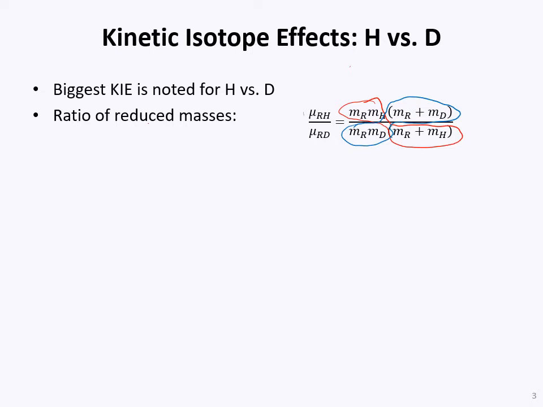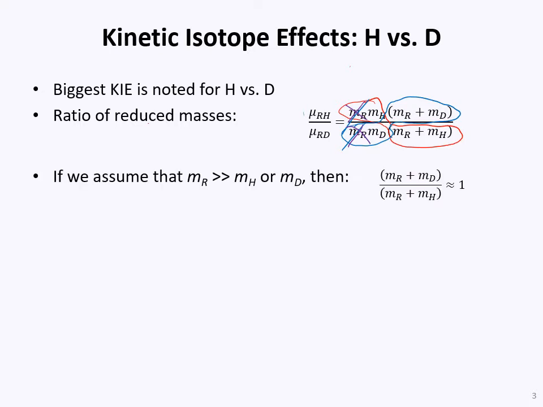And then we can start making some approximations. The first approximation we can make is to get rid of these two, because they're going to cancel, aren't they? Our two MRs are going to cancel, and so we're going to end up with MH over MD here, because they're the same. But the other thing we can do is say that if the mass of our R group is much bigger than the mass of deuterium, or indeed the mass of hydrogen, then in that case this expression here is equal to 1.